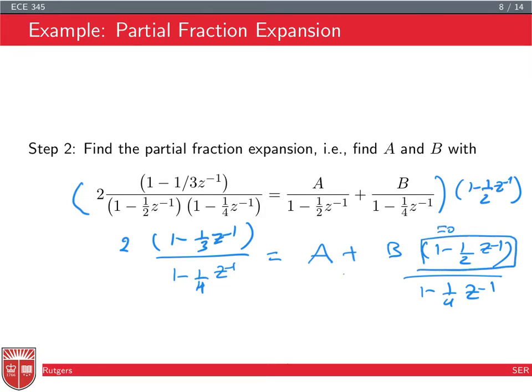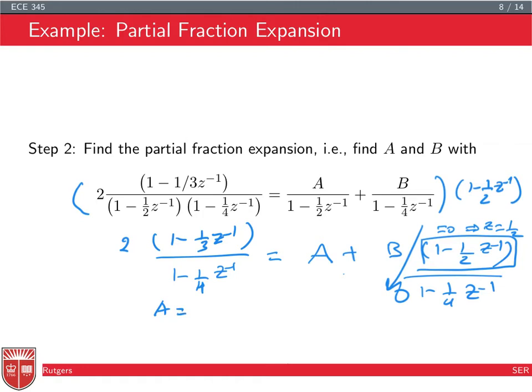which means that I can set 1/2 z minus 1 to be equal to 1, so z minus 1 equal to 2, or z equal to 1/2. So I plug in z equal to 1/2 in the whole equation. You're going to zero out B, and you're going to find the value of A.